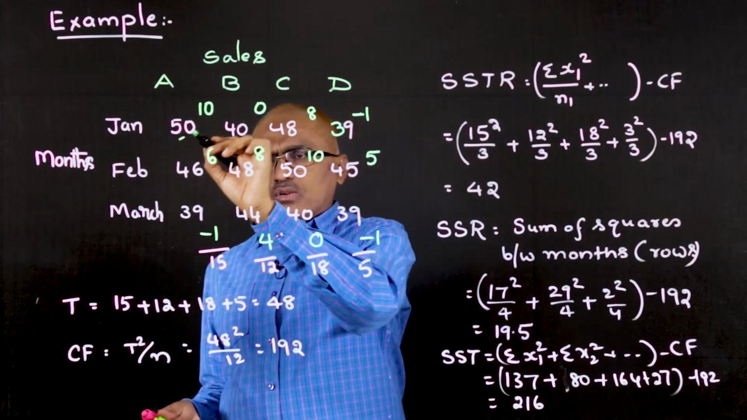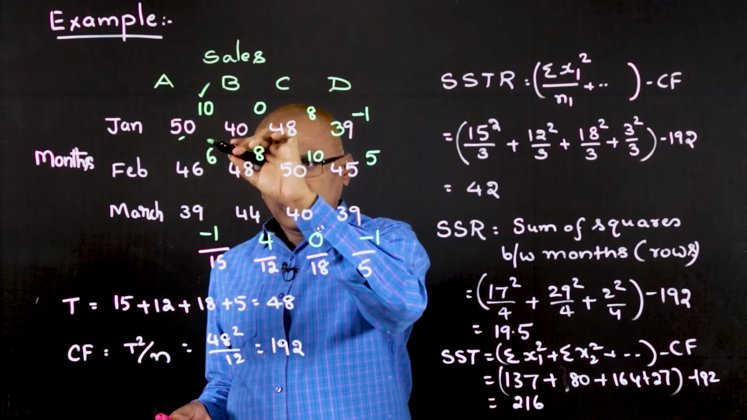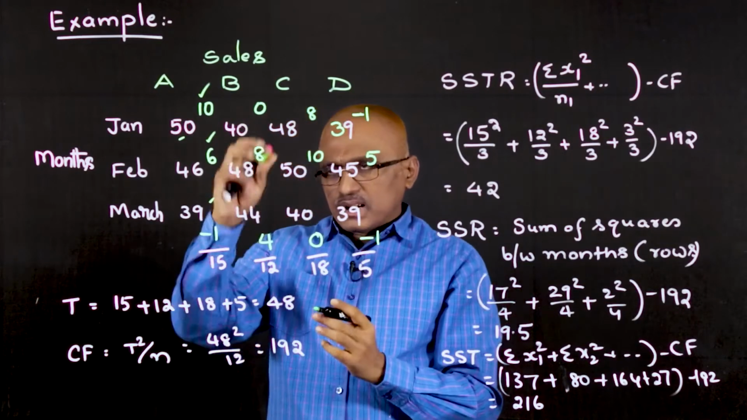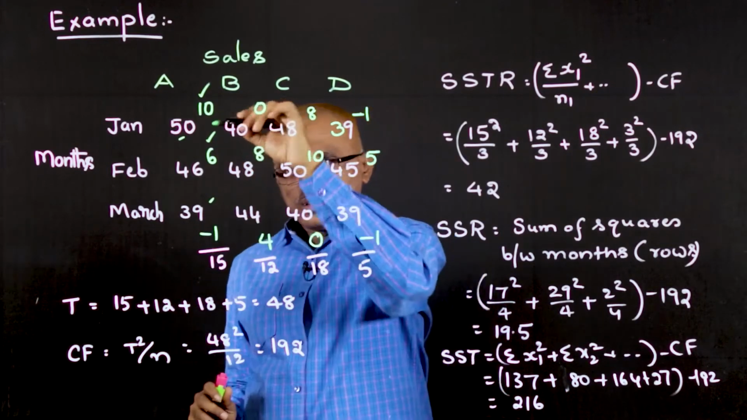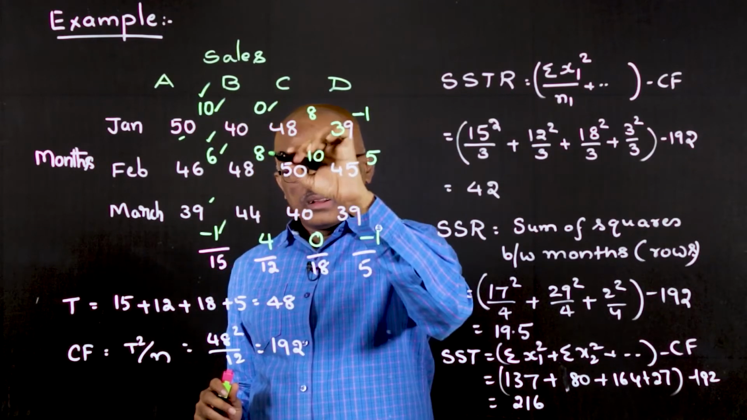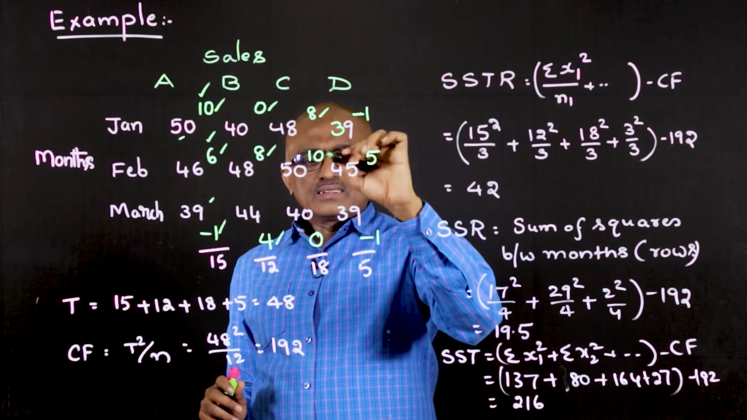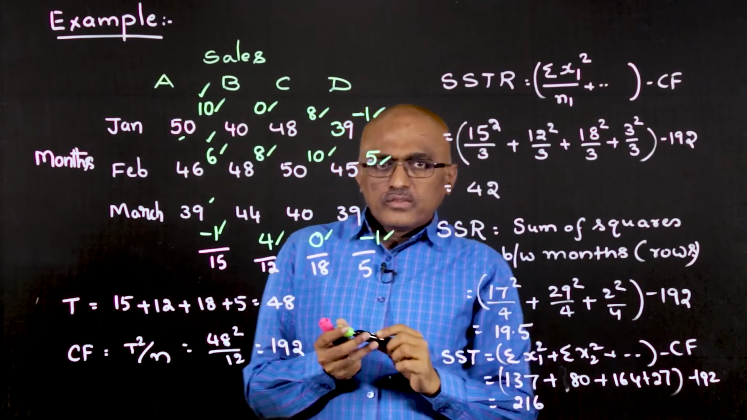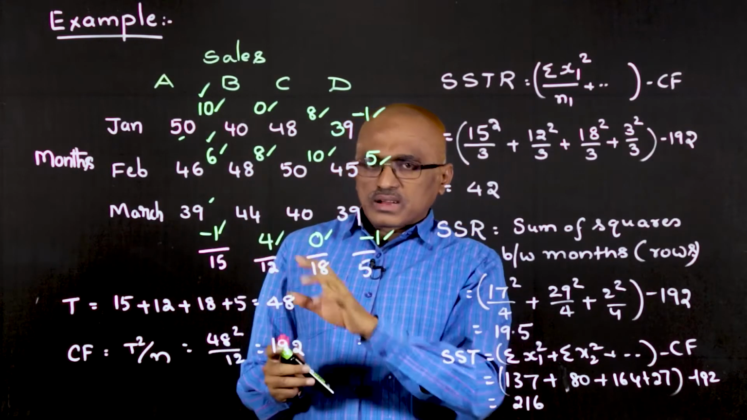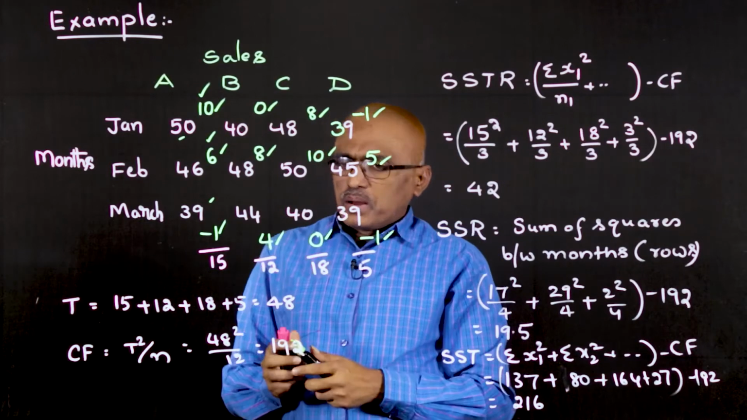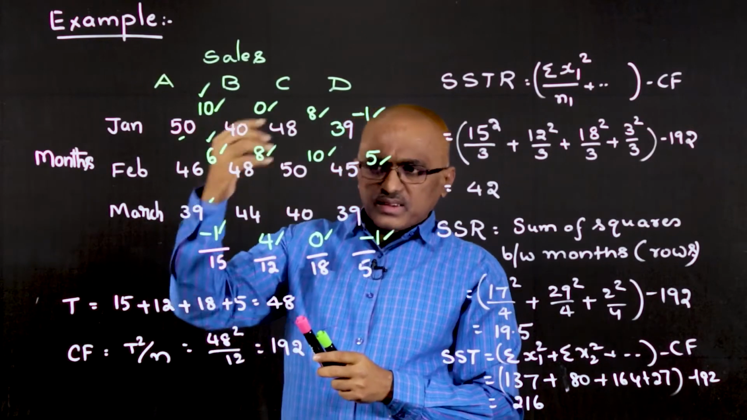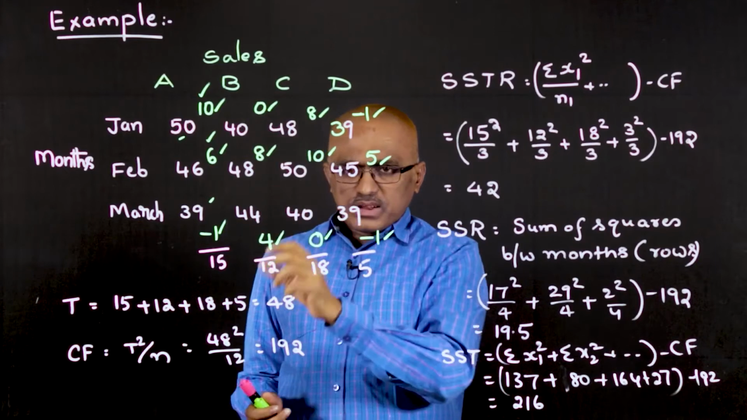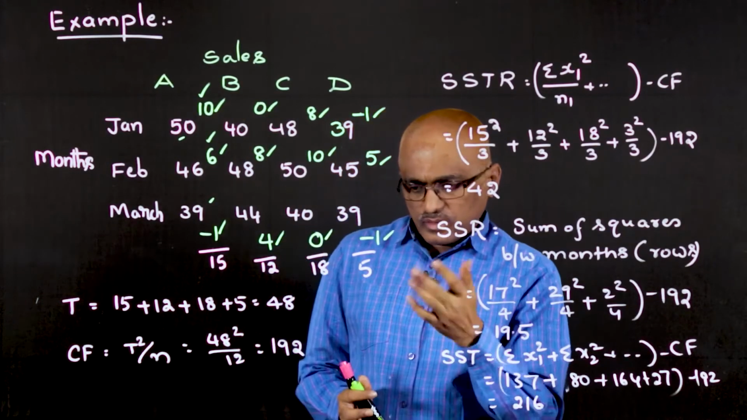So 50 minus 40 is 10, 46 minus 40 is 6, 39 minus 40 is minus 1, like this. Now I do all the calculations based on the modified numbers: 10, 6, minus 1, 10, 0, 8, 4, 8, 10, 0, minus 1, 5, minus 1. This is not compulsory. If you feel you have to work with larger numbers, you can convert them into smaller numbers by subtracting any constant number from each and every entry. Now we consider the modified numbers 10, 6, minus 1 and do all the calculations.